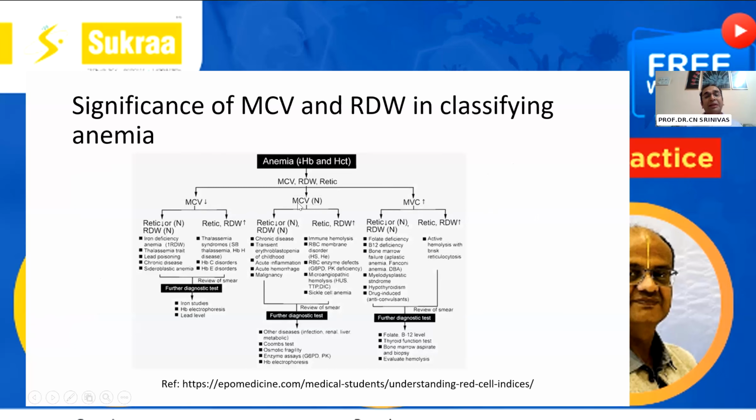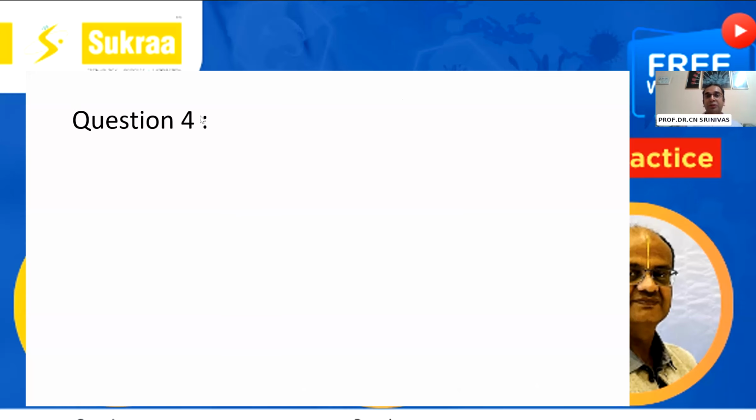I don't want to go into detail on the table, but this is just food for thought: RDW is a valuable parameter. Next time you have a CBC report, when you look at the iron studies, actively look into your RDW and your MCV. If you have a retic count, very good. It will throw up some interesting observations. All right, I will stop sharing my screen.